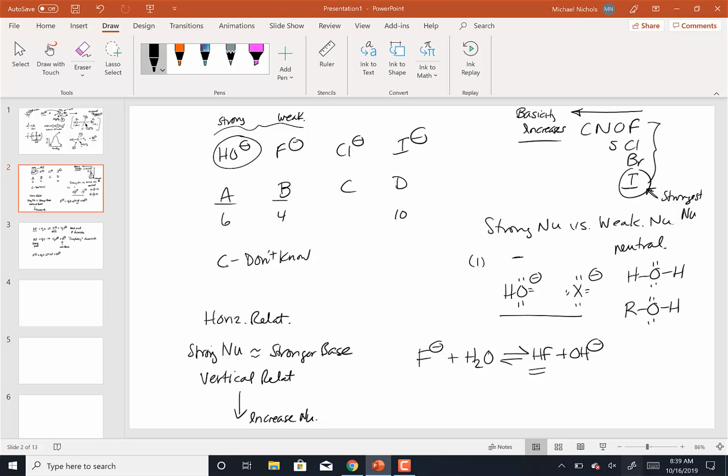And so then you have to think about, well, why is that? Why does basicity dominate horizontally, but when we go to a vertical relationship, all of a sudden it's not basicity anymore? What is it? And if you're going up and down on the periodic table, what's changing? What's changing is the size of the atom. As we go down the periodic table, the atoms or the ions get larger.